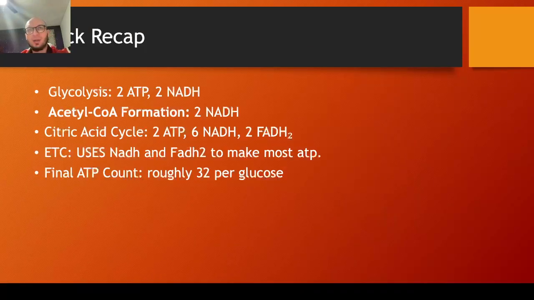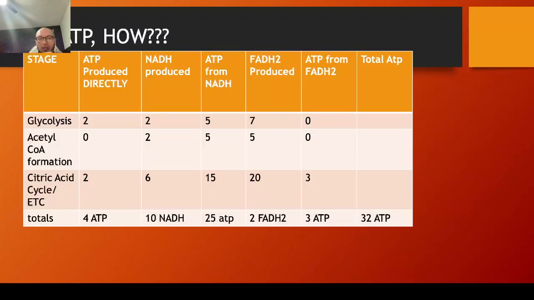So let's go ahead and recap. Glycolysis will create 2 ATP. Citric acid cycle will get you 2 more, giving you a total of 4. NADH overall produces 10. FADH2 overall produces 2. And then once we run it through the ETC, it'll give you a total of 32 ATP.